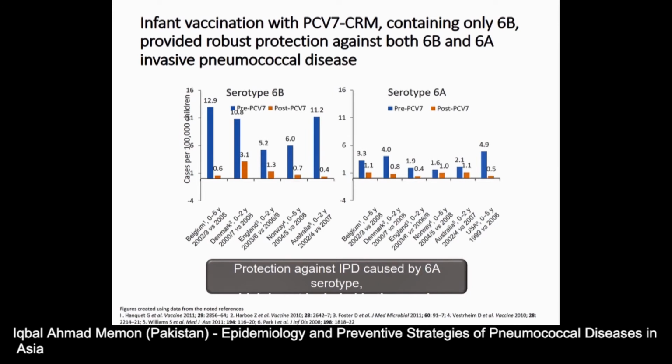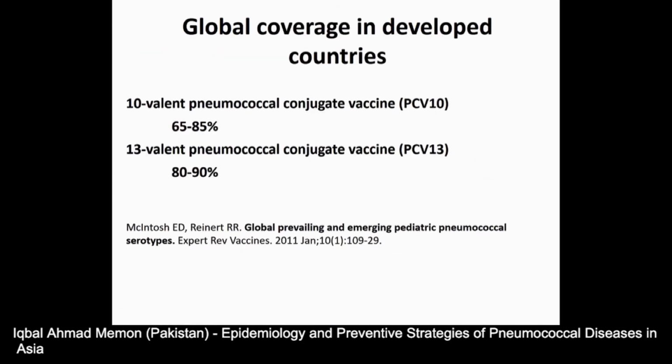The point of protection beyond the vaccine serotypes is that there is cover for other related pathogens, and you can see that the IPD caused by 6A and 6B was also further reduced.